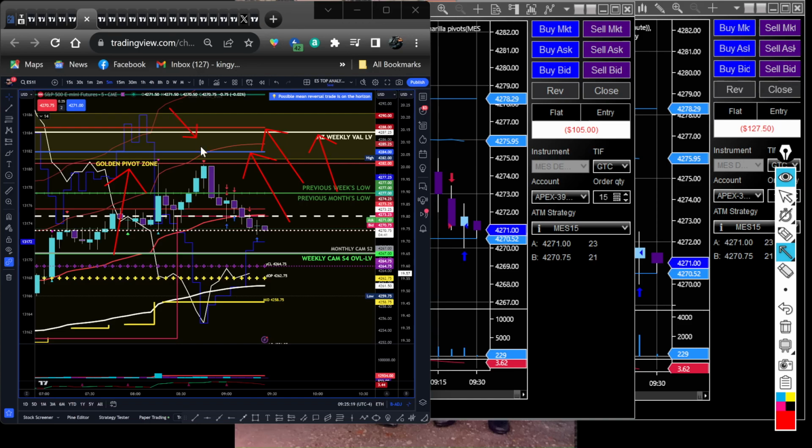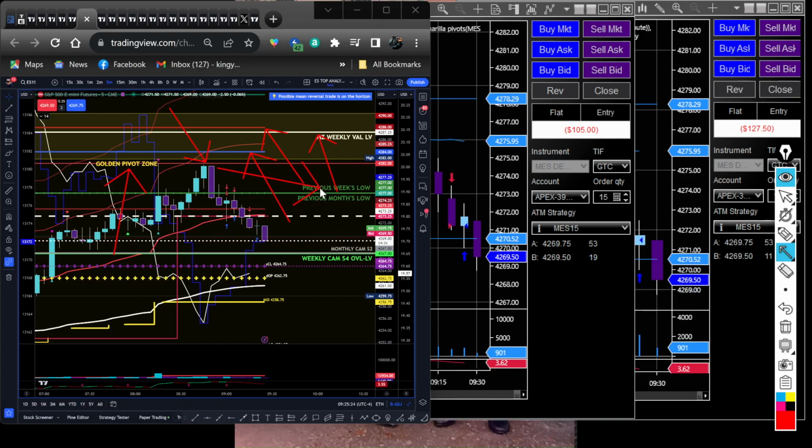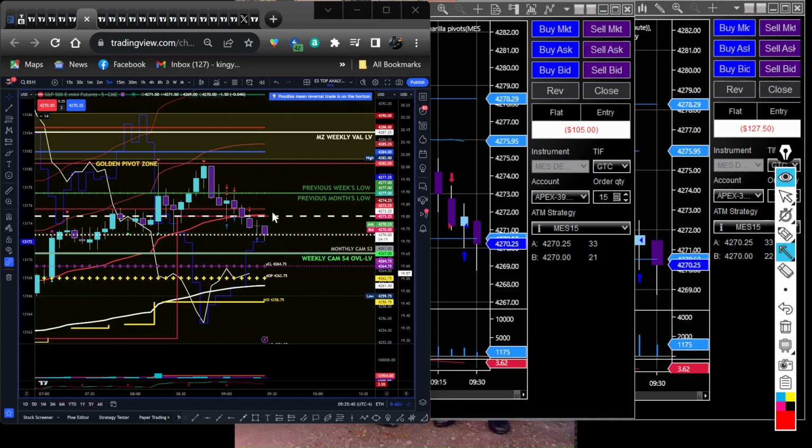So that's creating the golden pivot zone right there. You see we had a nice rejection from there, but I tried to get in short after the breakdown of previous week's low, and I got stopped out a little bit. So let's see if I can enter again after the market opens. Let's see if we get a retest around these areas here. That's the VPOC, developing VPOC. You see it's moving up, right? So it moved up on price. Price is breaking down from it. So that's a good short entry right there.